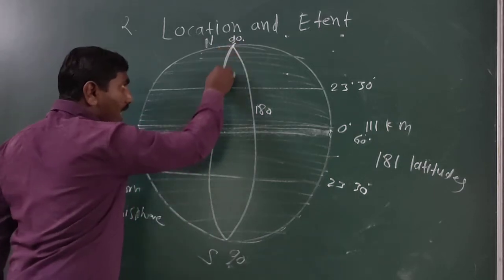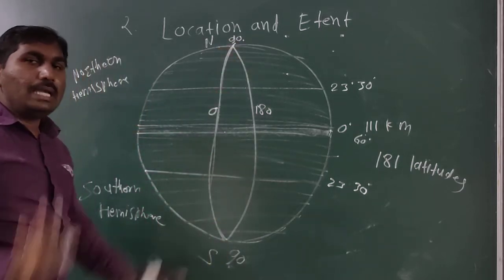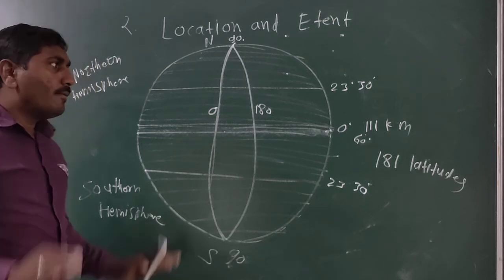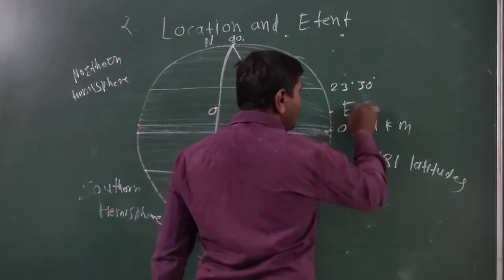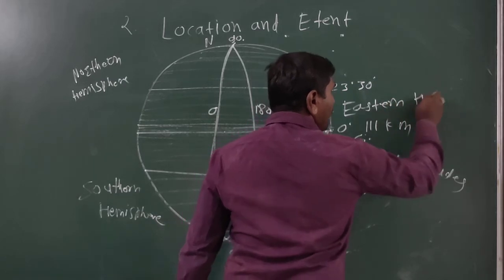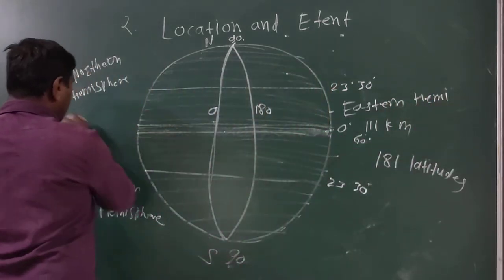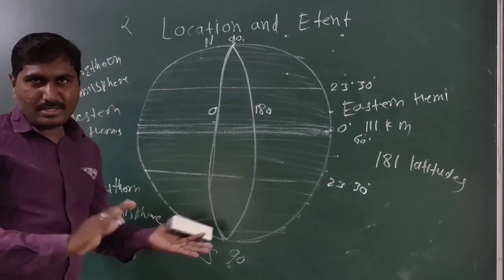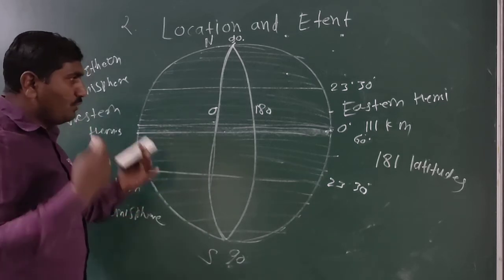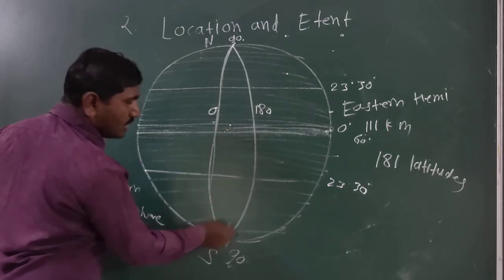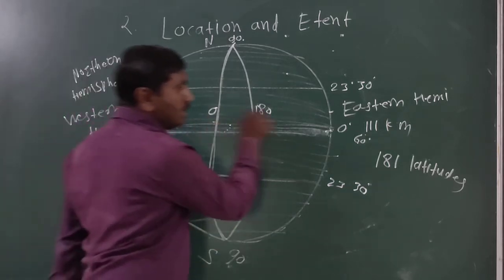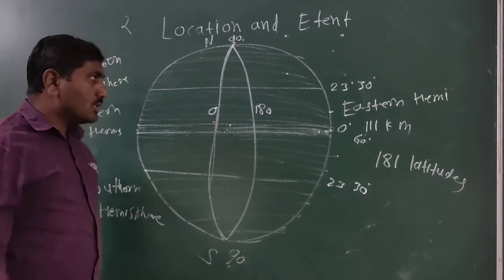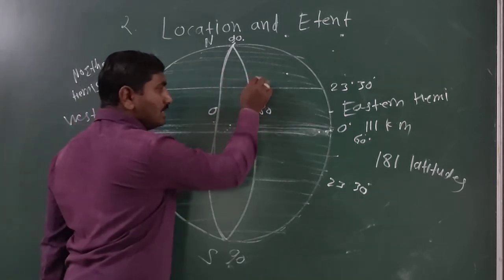So due to this prime meridian, 0 degree meridian, again our globe is divided into two parts. This part is called the eastern hemisphere, and this part is called the western hemisphere. So these are the four parts. Our globe is classified into four parts: this is the northern hemisphere, this is the southern hemisphere, this is the western hemisphere, this is the eastern hemisphere. Now we have to understand where the location of India is. India's location is in the northern and eastern hemisphere.